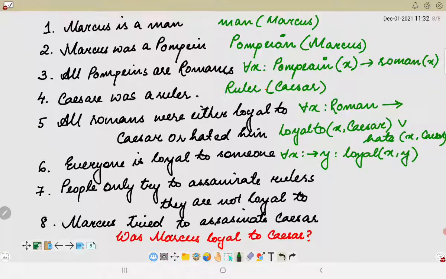So this is how we can represent "everyone is loyal to someone", or we can write it like this also: for all x and some y. Some y, x would be loyal to someone, right? So this will give you a better understanding of this particular representation.